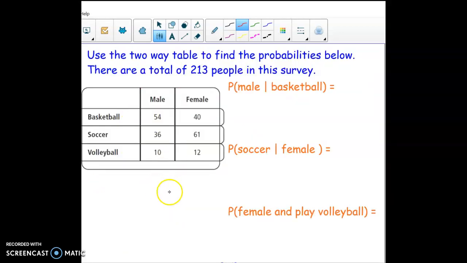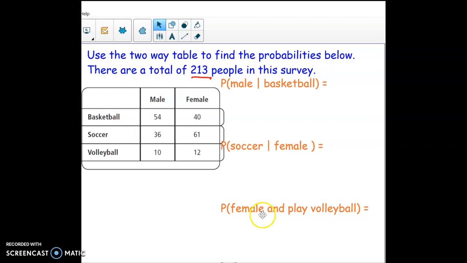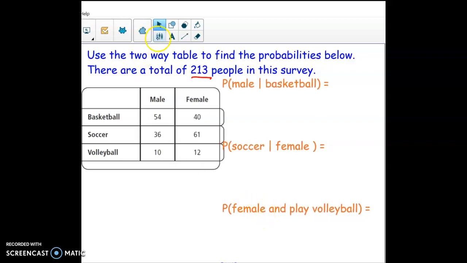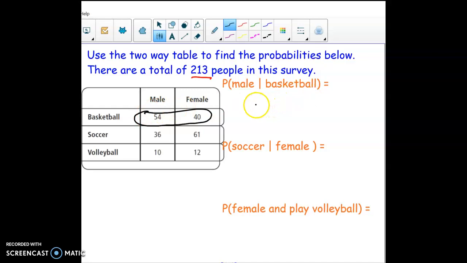Okay, conditional probability. Next, I encourage you to pause the video and give these a shot. There's 213 total people. Okay, so when you read these, the line means given that. So on this first one, this is a probability that they're male given that they play basketball. So when they say given that they play basketball, that means we're looking at all the basketball people, and that's our denominator. Usually whatever comes second is the denominator.